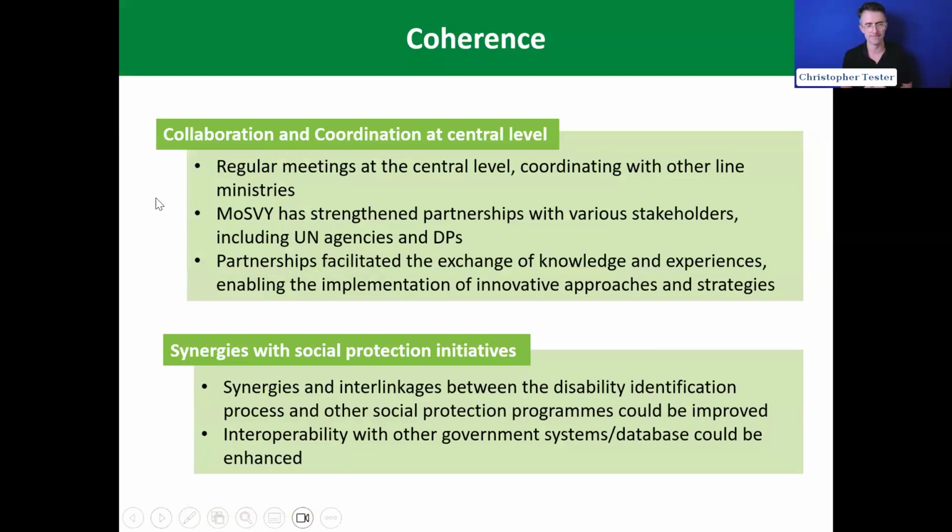In terms of coherence, there are regular meetings at the central level that include line ministries other than the Ministry of Social Affairs, and the Ministry of Social Affairs has strong partnerships with other stakeholders, including UN agencies and development partners. This strong coordination mechanism facilitated the exchange of knowledge and experiences that enabled them to implement some innovative approaches and strategies. And there are some synergies and interlinkages between the disability identification process and other social protection programs. However, those linkages could be further improved, and interoperability with other government systems and databases could also be enhanced.